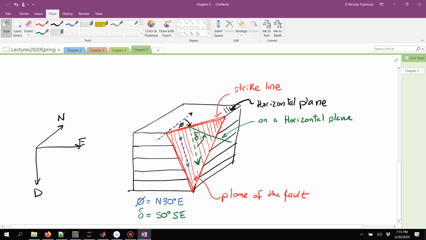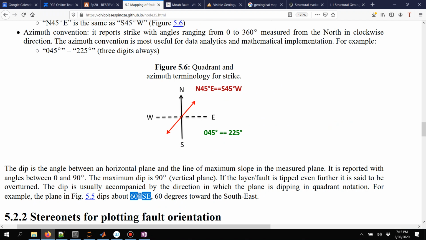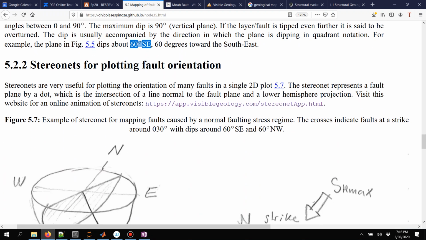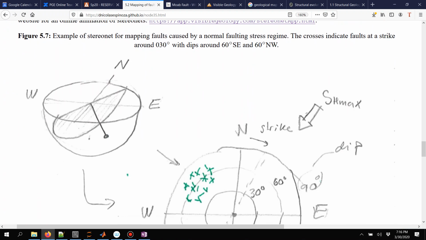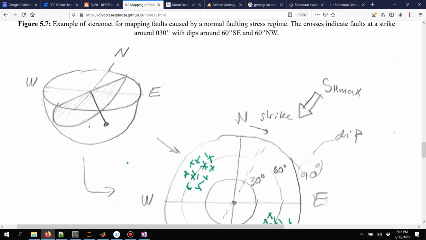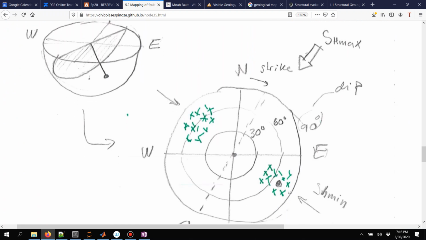Okay, so now we know how we quantify the orientation of these faults in the subsurface. Let's see now how we can plot that orientation either in just a plot, as we're going to see here in these stereonet plots, or also in maps. Let's start with the stereonets. The stereonets are a way of visualizing the three-dimensional orientation of a plane in two dimensions.